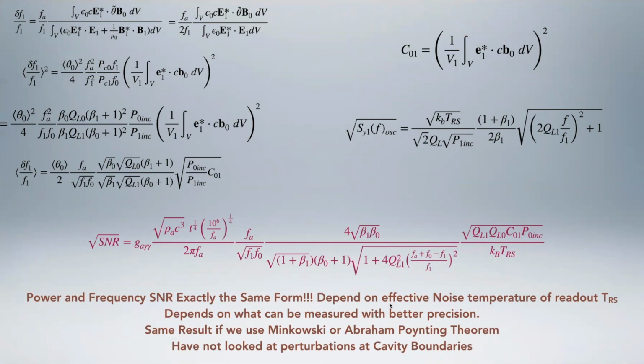Which is better, power or frequency? That's going to depend on the experiment. With effective noise temperature, the readout depends on what can be measured with better precision. And we have the same result if you're using Minkowski or Abraham Poynting vectors. We have not looked at perturbations of cavity boundaries. That could give you extra sensitivity.